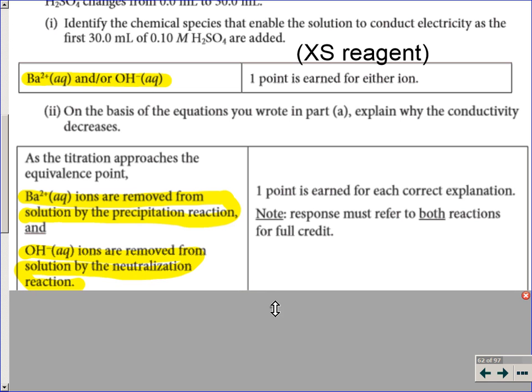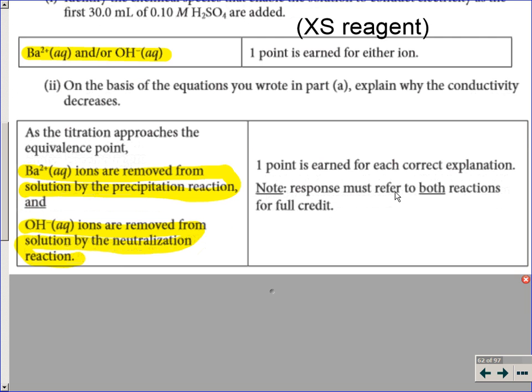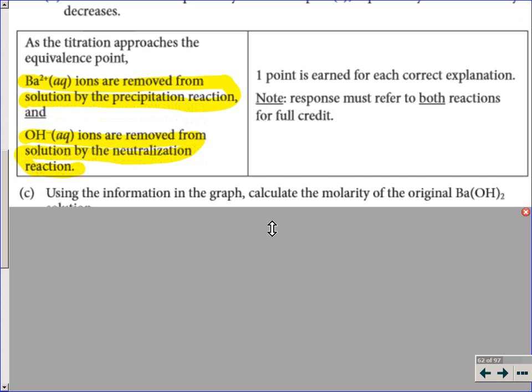So you had to mention it based on the equations you wrote, not on I, because maybe you only mentioned one or the other, but the equations you wrote were the parts that definitely identified going from ions to non-ions. So barium ions are removed from precipitation, hydroxide ions are removed from neutralization to make pure water. So 1 point for each correct explanation. So I think that's 2 points too. They get better with their rubrics on defining how to give points.